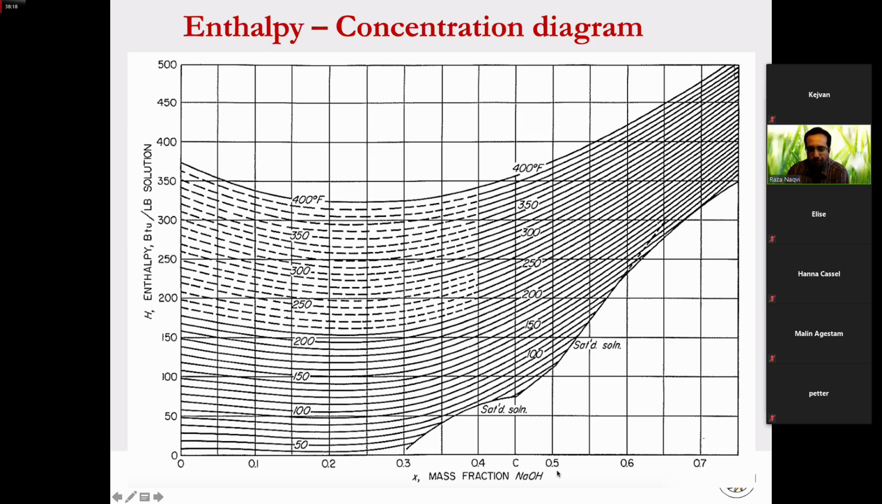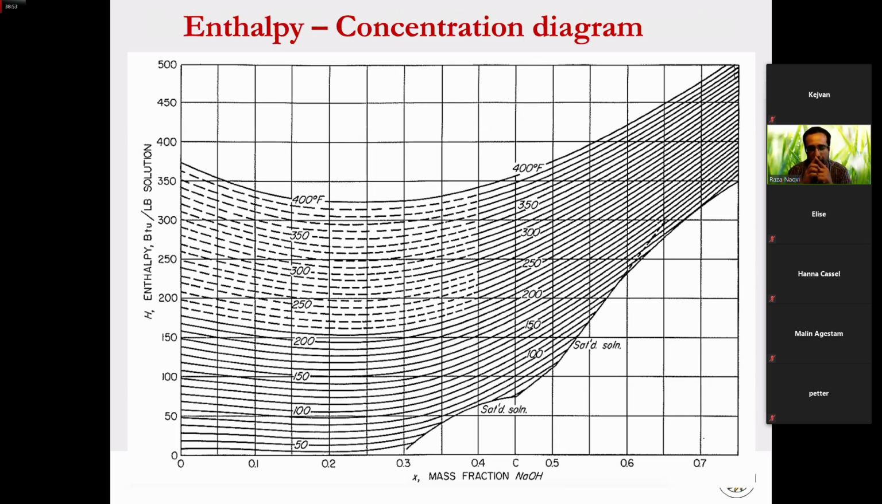So let's suppose we have a mass fraction of sodium hydroxide of 0.5, and we know the temperature of the saturated solution, let's suppose 200. So we start from 0.5, we go up to the temperature of the saturated solution, which is 200. Let's suppose this is the 200, and then we see on the y-axis. So it looks like it will be around 215 or 220 BTU per pound of the solution.